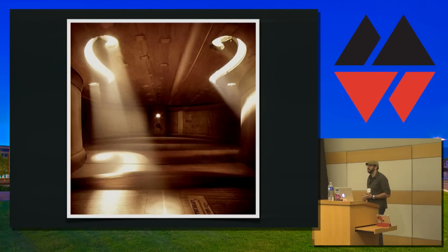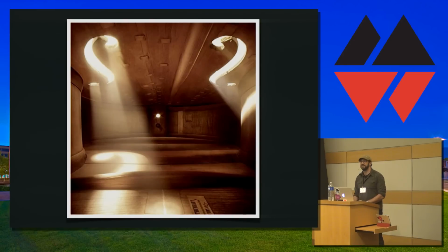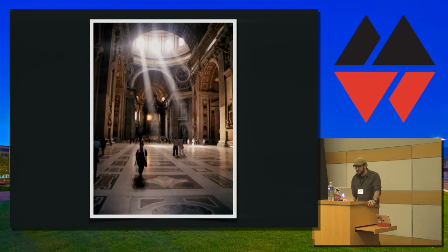Any ideas what this is? It's a violin. Micro scale. Or St. Peter's, macro scale. Same concept, light from above. Now, granted, we don't experience this that often, but it's to get to the point.